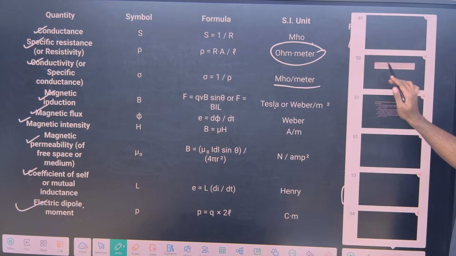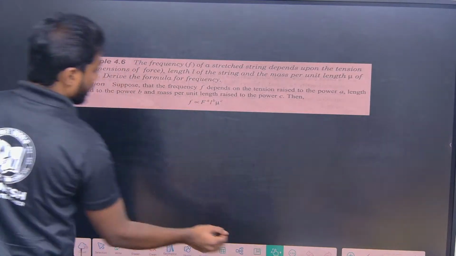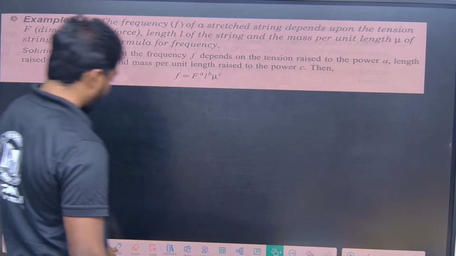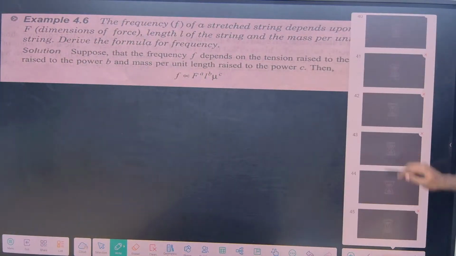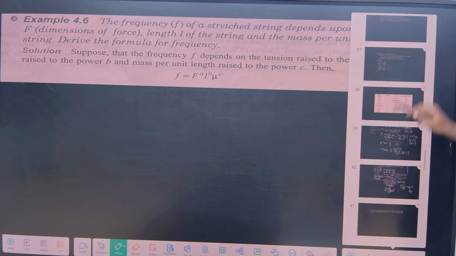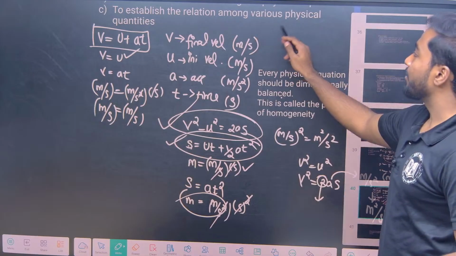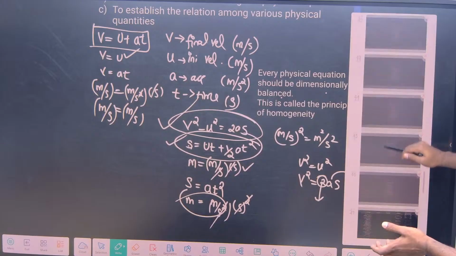So the next one is, so here is the question. The third topic we have seen, no, the third topic. So what was the third topic? So to establish the relation among the various physical quantities, right? Now we can do a question on this.